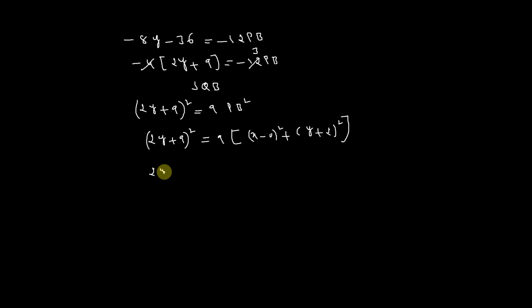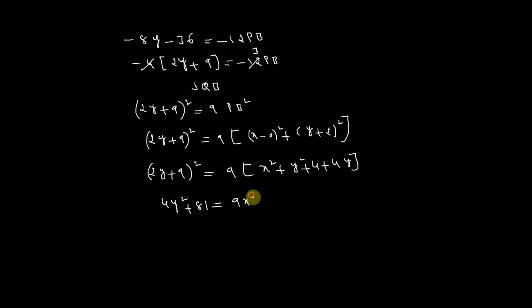So this is 2y plus 9 whole square. This is equal to 9 as it is. (x minus 0) whole square means x square. This is y square plus 4 plus 4y. Now on expansion, this is 4y square plus 81. This is equal to 9x square plus 9y square plus 36 plus 36y.